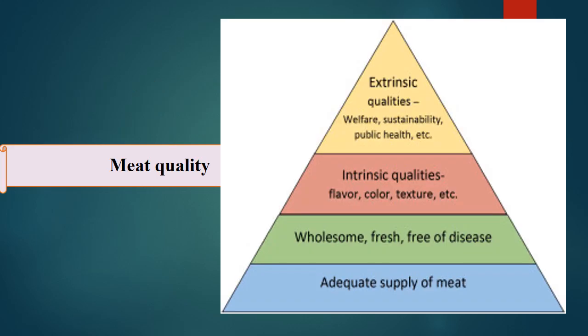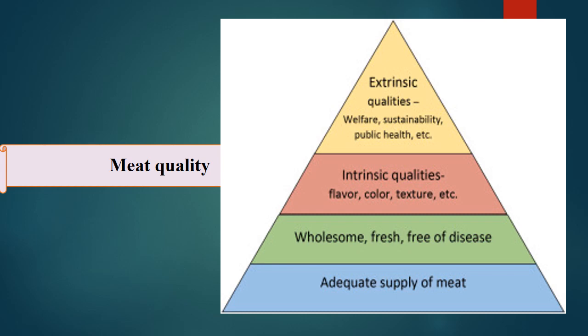Here we can see different aspect of meat quality. It is shown like a pyramid. At the base there is adequate supply of meat. The first and foremost thing is there has to be adequate and abundant supply of meat, and then only we can think of quality. The second part is wholesome, fresh, free of disease. So the meat should be hygienic, free from disease and good in nutrition.